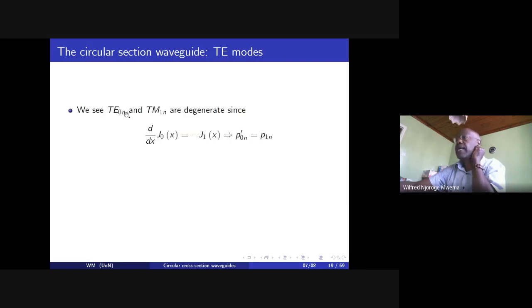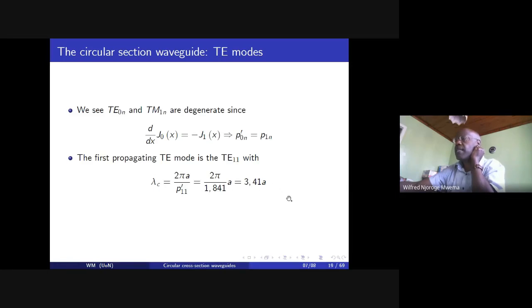So we see that TE0n and TM1n are going to be degenerate because the properties of the Bessel functions are such that the derivative of the zeroth order Bessel function is the negative of the first order Bessel function. Rather, that p'0n is the same as p1n. The zeros of the two functions will be related in that form. So the first propagating TE mode is the TE11 mode, with a λc given by 2πa over p'11, which is 2πa by 1.841, and we get a value of 3.41a there.